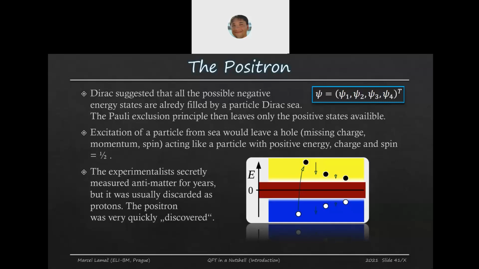And when we excite a particle from the sea, it would leave a hole. Basically, we would take some charge, some momentum, and some spin out of this sea. So this hole would act like a particle with positive energy, charge, and opposite spin. The experimentalists were actually measuring antimatter for years, and it was usually discarded as protons. And the positron was in fact very quickly discovered when the discussion about these positive electrons started.